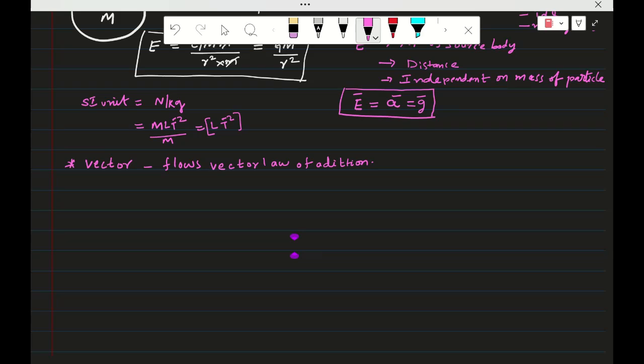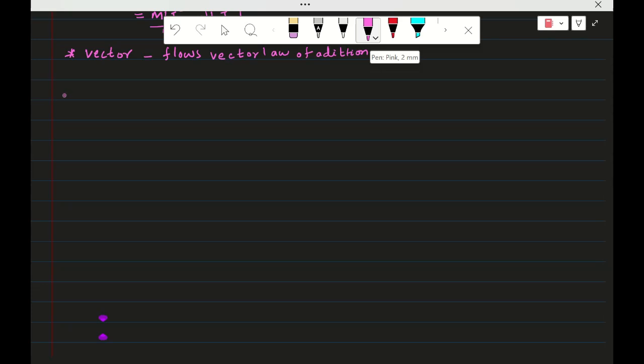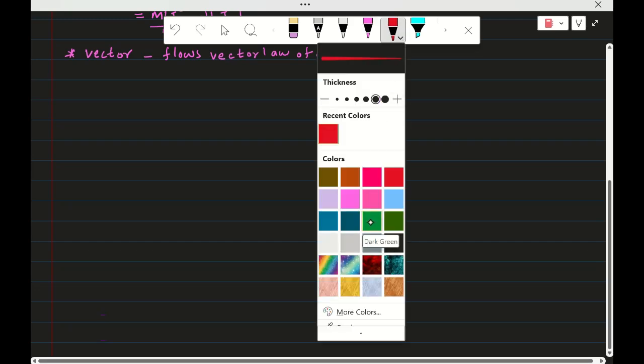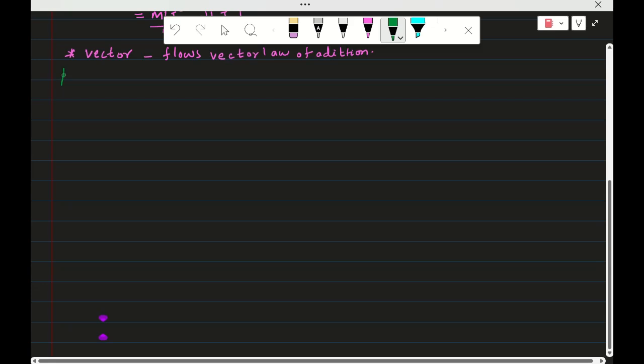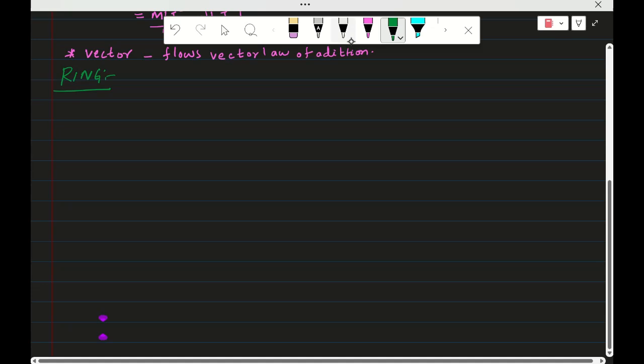So now here I will explain the field due to the different bodies. First of all, we'll go with the field of a ring. The field due to a ring. Let's consider a ring of mass m. From the ring, at a distance x, there is one unit mass, point P.